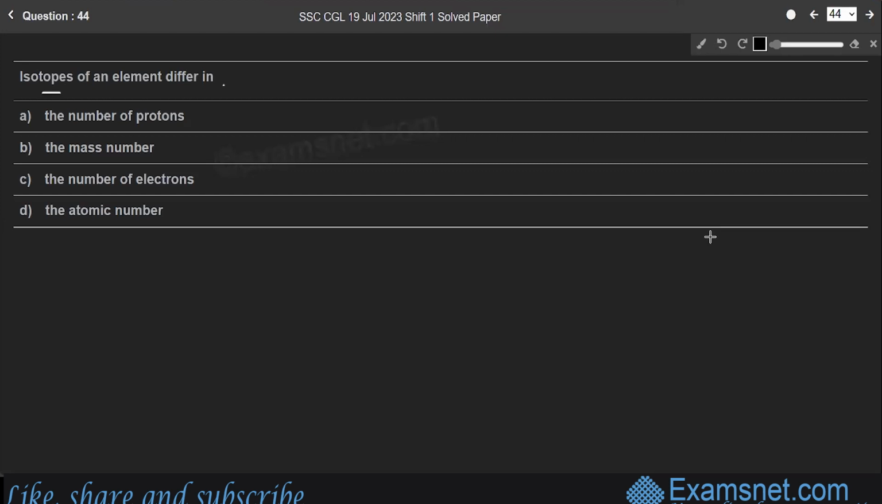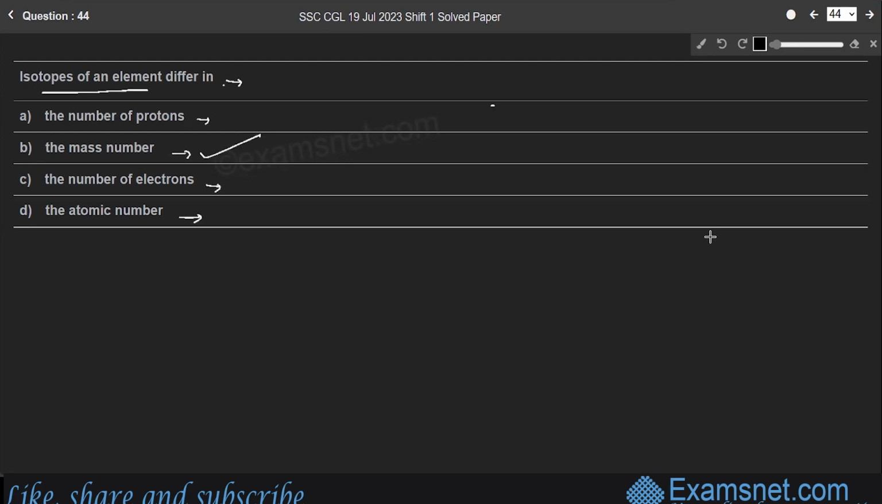Question 44. Isotopes of an element differ in. The options are the number of protons, the mass number, the number of electrons, and the atomic number. So isotopes of an element differ in their mass number. Here, students, isotopes means the atoms which have the same number of protons but different neutrons.